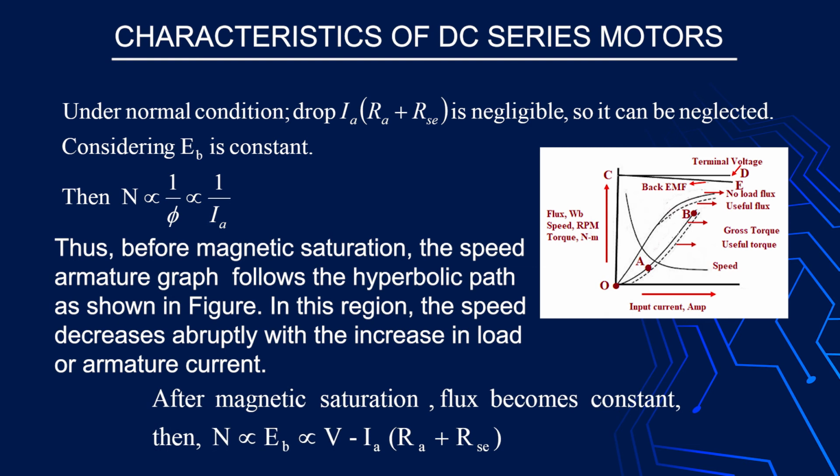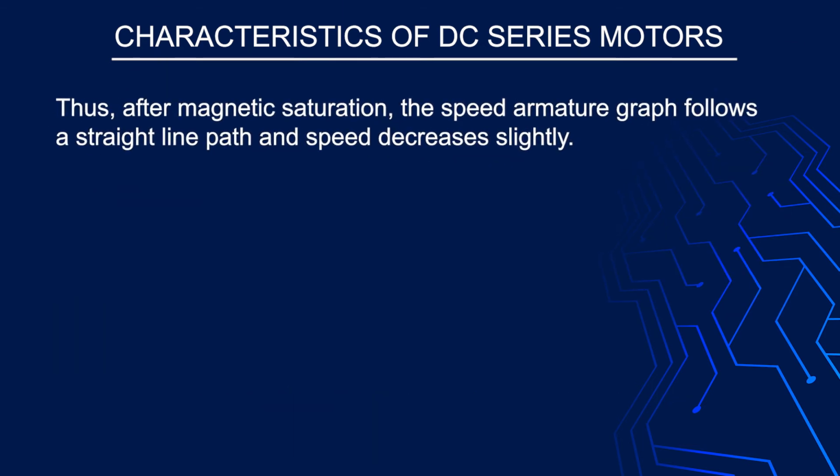So what happens after magnetic saturation? After magnetic saturation, this flux becomes constant. So you can write that the speed of the DC motor, that is N, is directly proportional to the back EMF Eb, and this back EMF is directly proportional to V minus Ia multiplied by Ra plus Rse. So after magnetic saturation, the speed armature graph follows a straight line path and the speed decreases slightly.